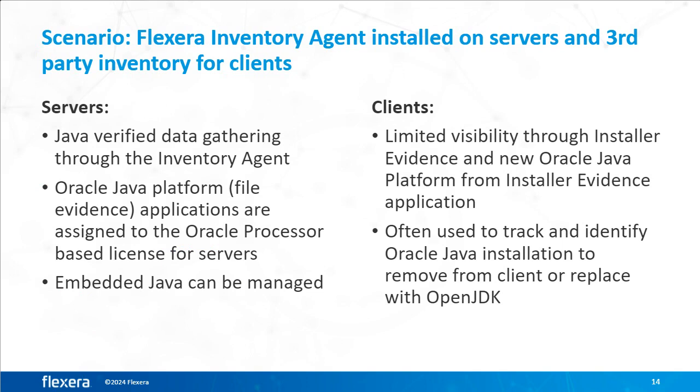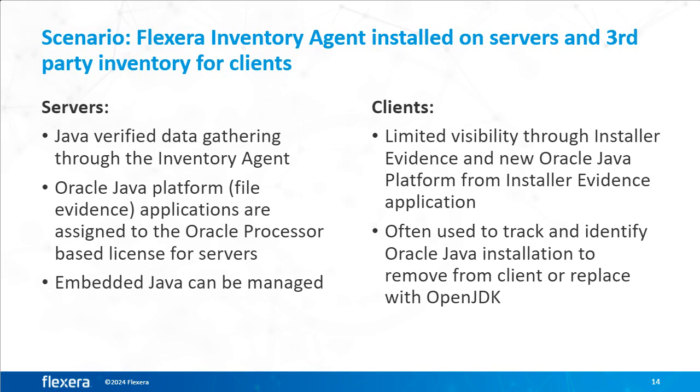We have the inventory agent installed on servers. That's great. We need it because of the specialized inventory capability for Oracle, for IBM, for others, for fast inventory for the same tool. But for clients, we have other third-party inventory, and the agent is not available for clients. So we understand we need the visibility, right? So how to do that?